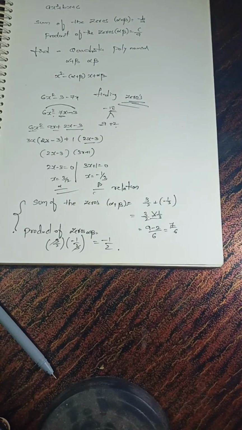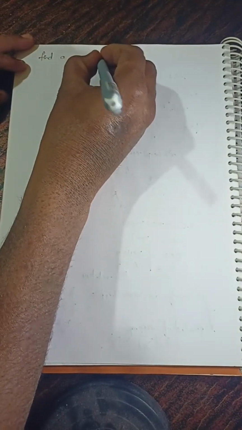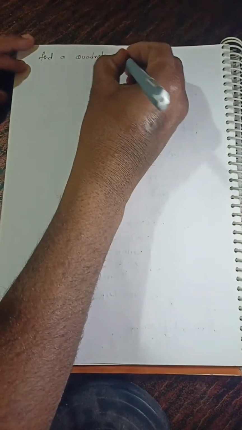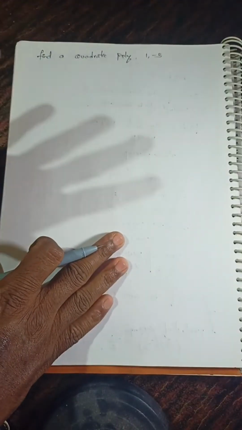Now see question number 2, which is the same kind of question, but only the sum of the zeros and the product of the zeros is given. We have to make a quadratic polynomial by using the values. So that is one kind of question. Now see, I am writing the question. Find a quadratic polynomial. We have to find the quadratic polynomial by using the values 1 comma minus 3, and we have to find the relation also.